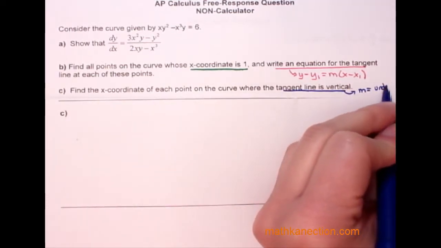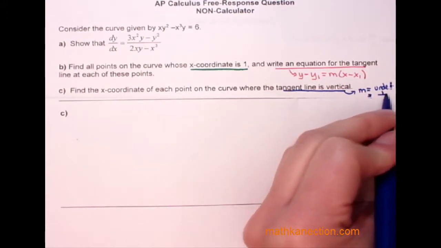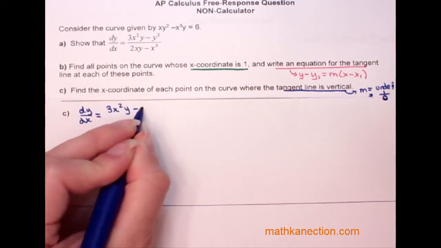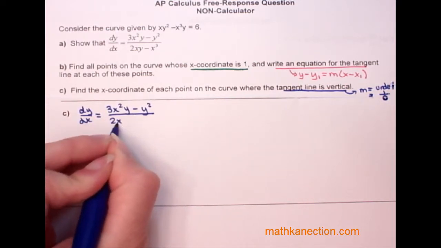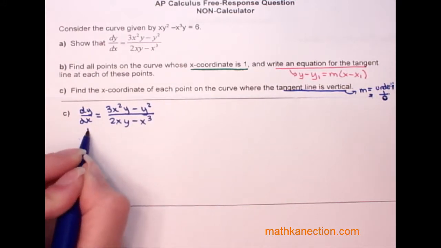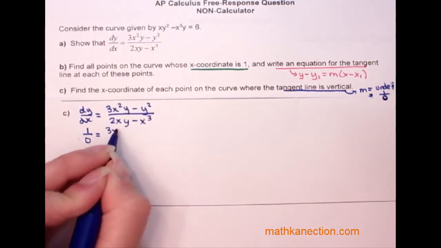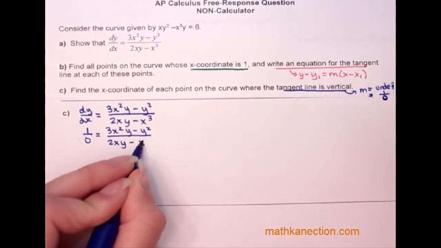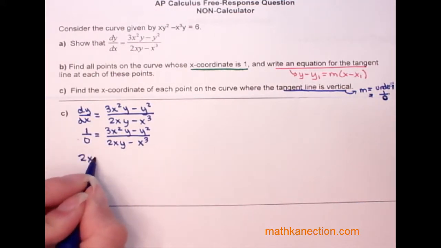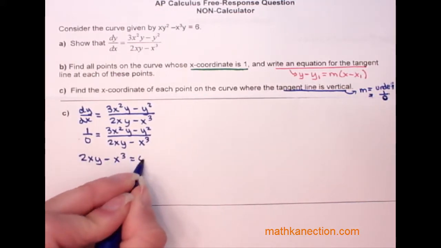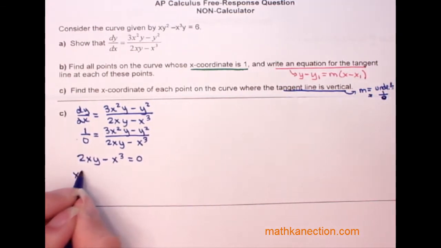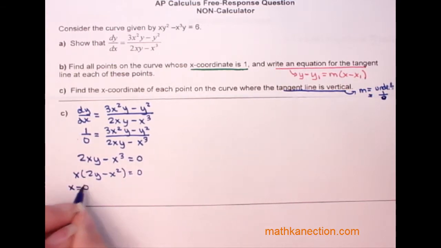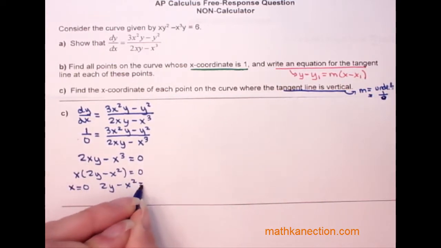We need to figure out when the tangent line is going to be vertical. That's when the slope is undefined, or the slope is 1 divided by 0. So we'll take our dy/dx and figure out when that dy/dx is going to equal 1 over 0. That'll occur when the denominator is equal to 0, so we'll just set the denominator equal to 0. So 2xy minus x cubed is equal to 0. Factoring out an x, we're left with the quantity 2y minus x squared. Set each factor equal to 0: x is equal to 0, and 2y minus x squared is equal to 0.